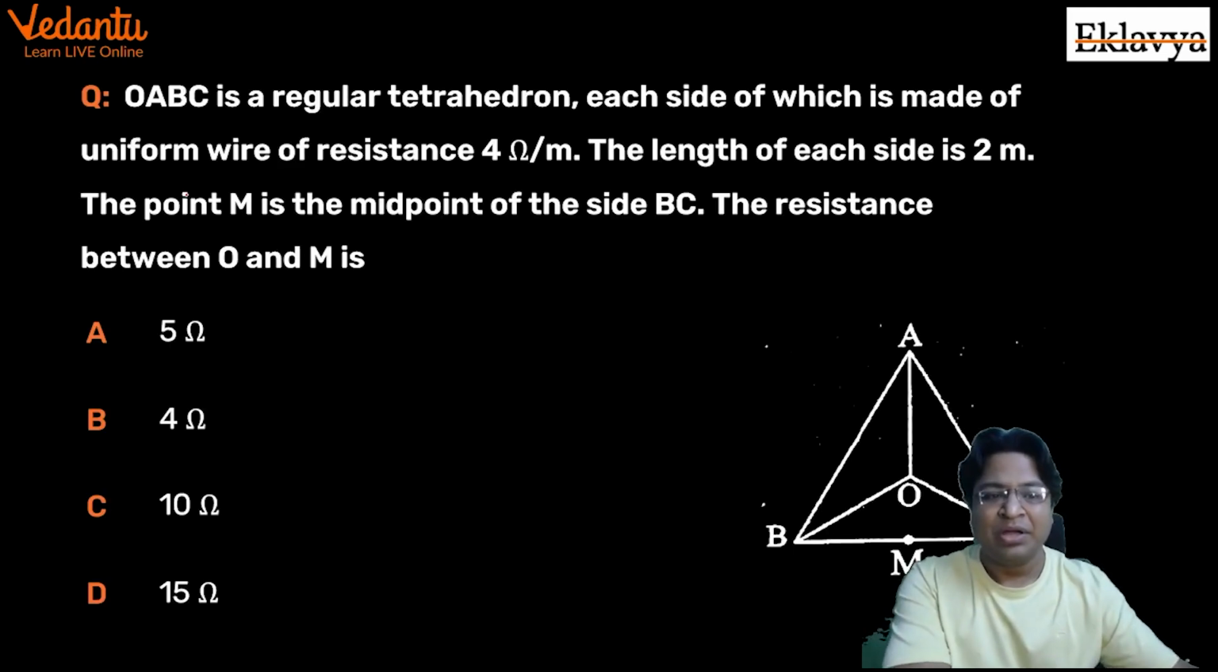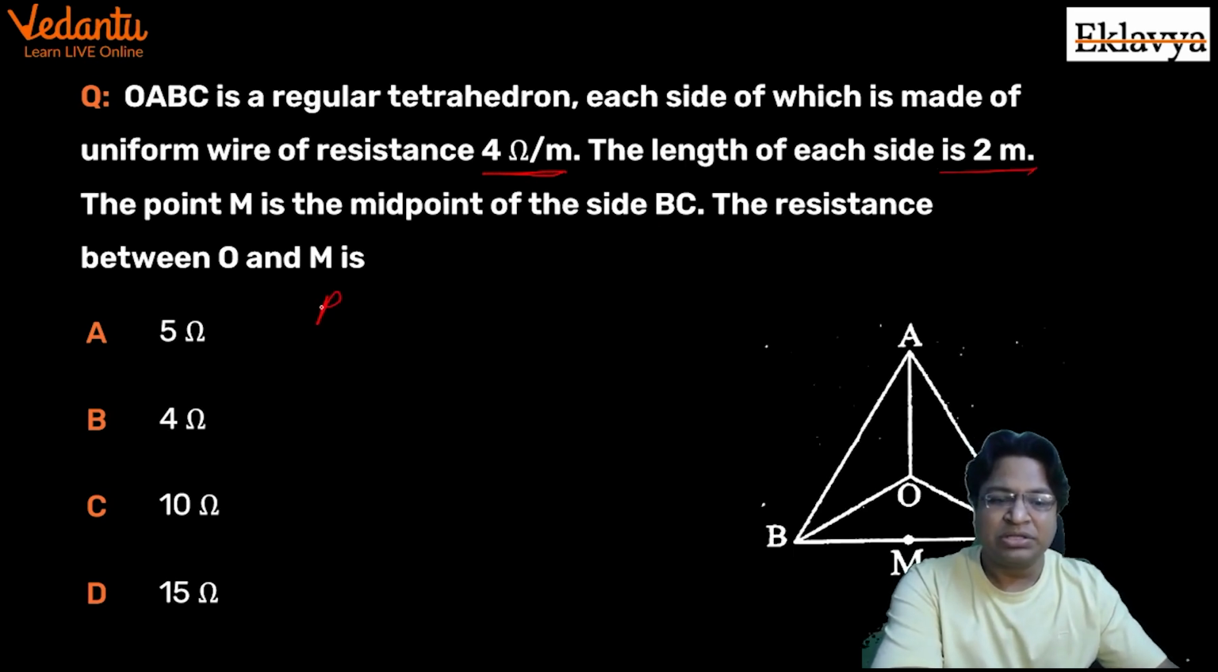I am going to solve the paper with code 63, and this is the first question in the paper. What does this question say? It says that OABC is a regular tetrahedron, each side of which is made of a uniform wire of resistance. The resistance given to us is resistance per unit length, and each side is 2 meters long.